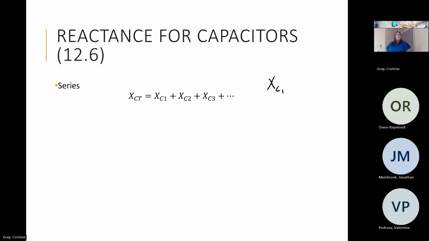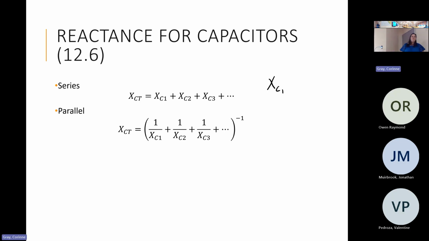So this matches exactly with what we have with resistors. Resistors in series, we just added those values together. Here, when I have the reactance for capacitors, I'm just going to add those together when they're in series. What did I do when I had my resistors in parallel? Inverse it, and then take the inverse of that summation. Same thing. Now it's a bunch of X's with a subscript C, and then we have our numbers.